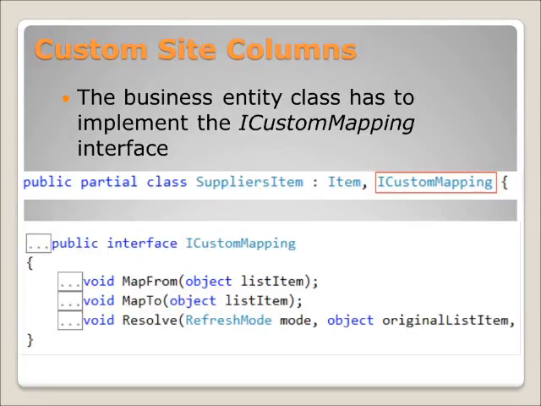So what I'm doing here is I'm implementing the ICustomMapping interface, and this is on suppliers items. This was a custom site column that I created, and I just need to map the code, and these are the 3 methods that I need to map. So it's MapFrom, MapTo, and Resolve. You don't have to map the Resolve, however you can get locks, so it's a good idea to do the Resolve. And obviously the MapFrom is your read object, and the MapTo is your update object. So if you're doing a read-only object, you only actually need a MapFrom.